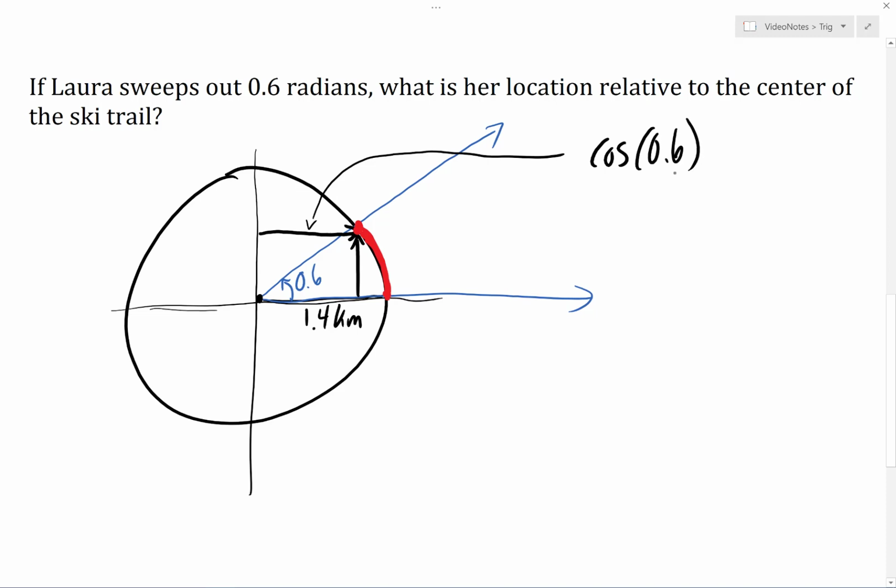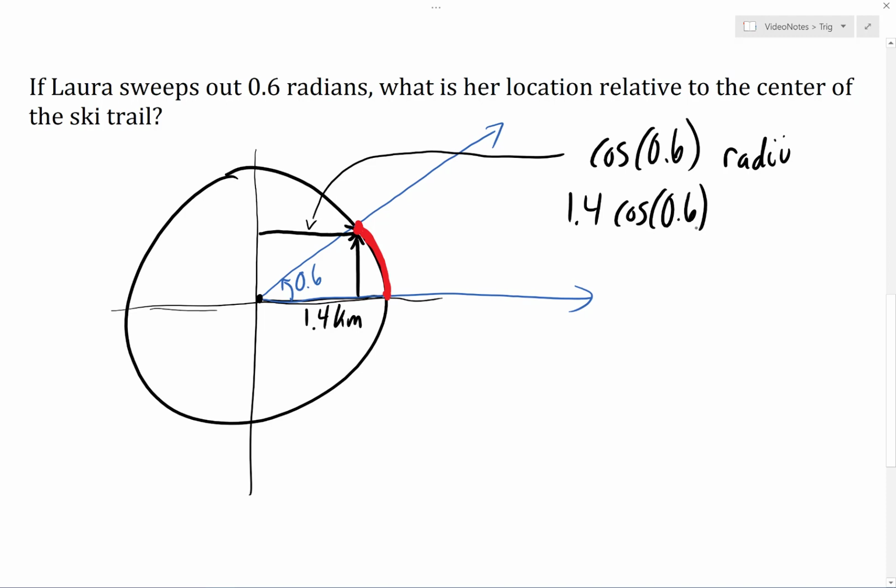So this cosine of 0.6 tells us her distance to the right of the center of the circle, but measured in radius lengths. We know that each radius length is 1.4 kilometers long, so our distance to the right of the center of the ski trail in kilometers is 1.4 times cosine of 0.6.